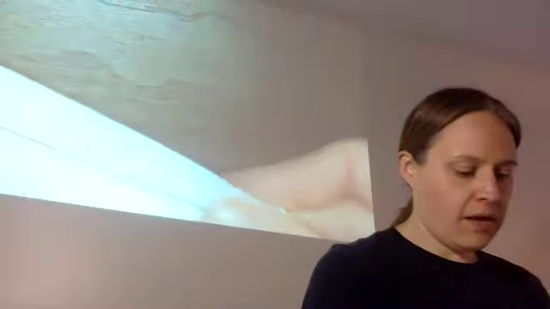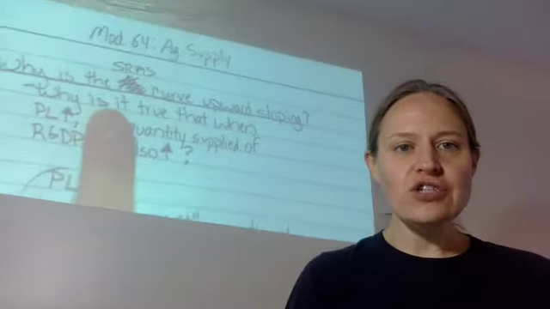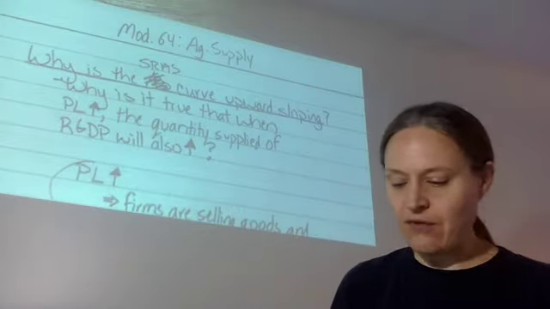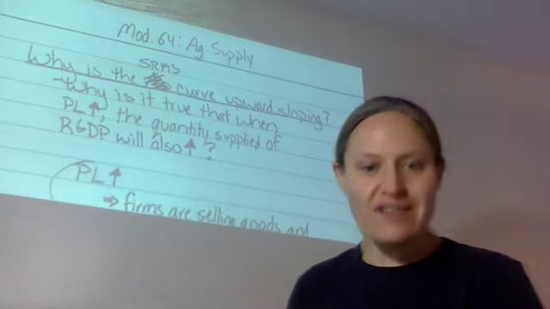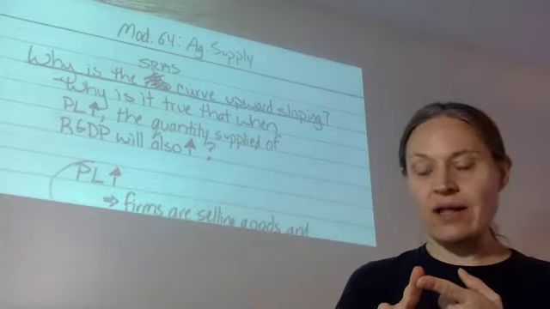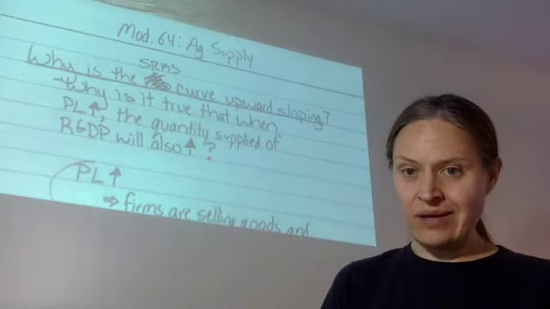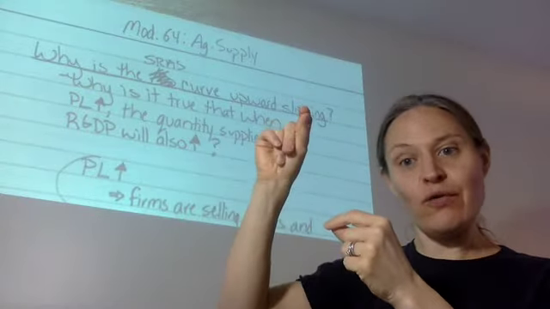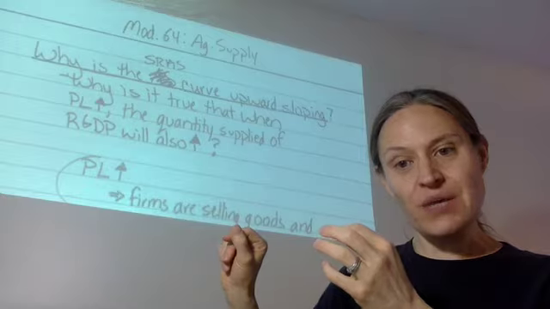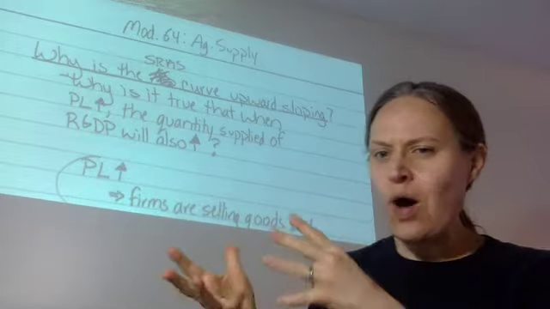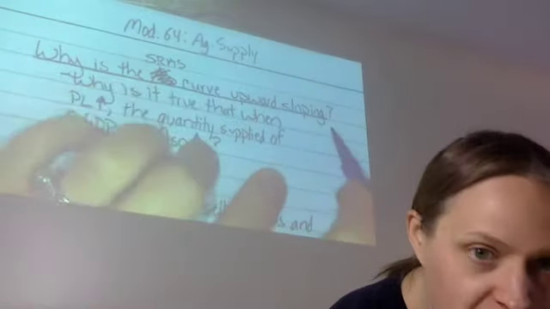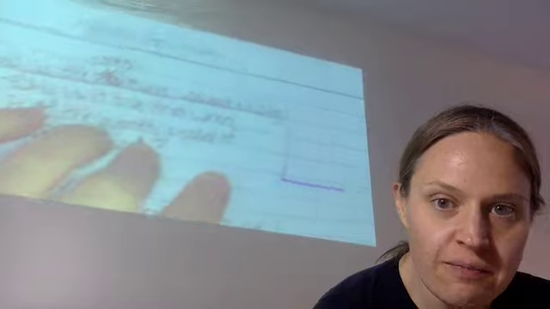All right, let's go to page 2. All right, so page 2, we have, why is the short run aggregate supply curve upward sloping? So we just got done talking about the fact that the short run aggregate supply is upward sloping. And when we read that upward sloping line, it means that if price level goes up, quantity supplied of real GDP will also go up. So that's the what, but now here's the why. Why is that true?